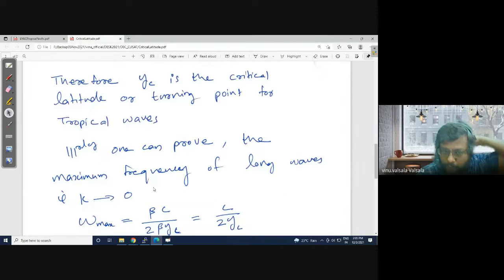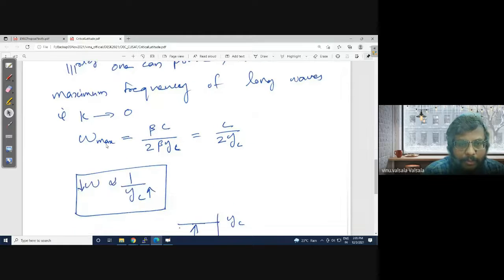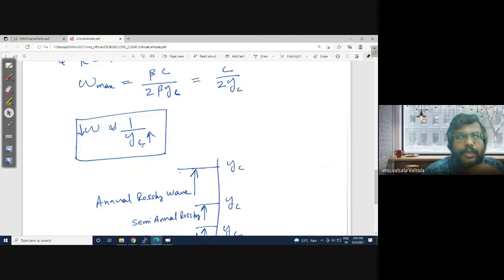Similarly, one can prove the maximum frequency of waves in the long wave limit, or in the short wave limit also. For example, in the long wave limit, the maximum frequency possible is something related to c by 2 yc, or frequency is inversely proportional to critical latitude, or the other way, critical latitude is inversely proportional to frequency. Very low frequency waves can go to a larger and larger latitudinal extent away from the equator, and high frequency equatorial waves are constricted closer to the equator. Their critical latitude or turning point is much closer to the equator.